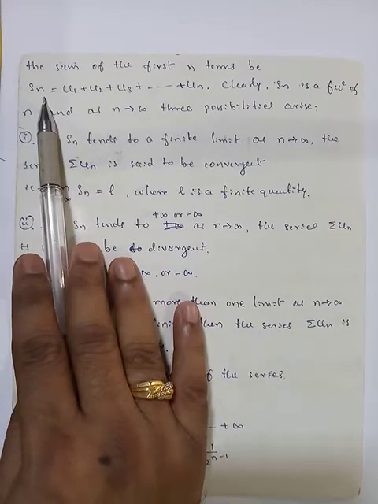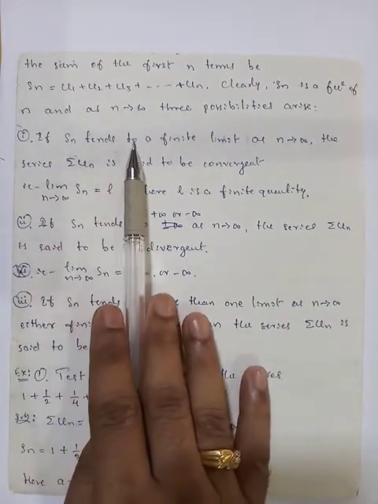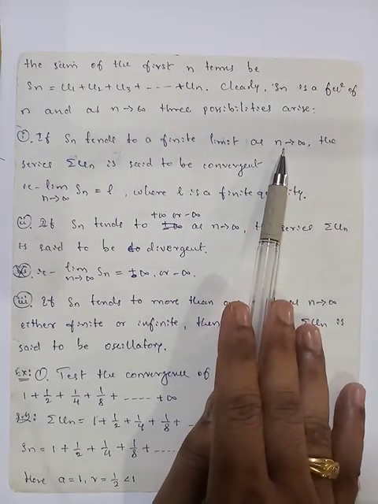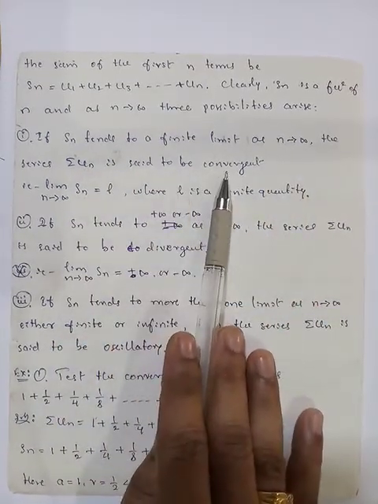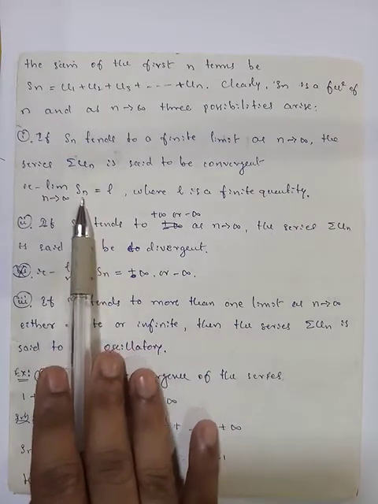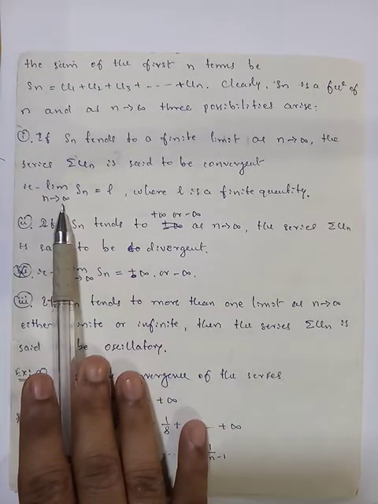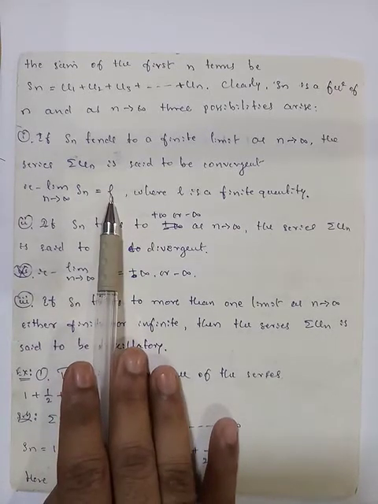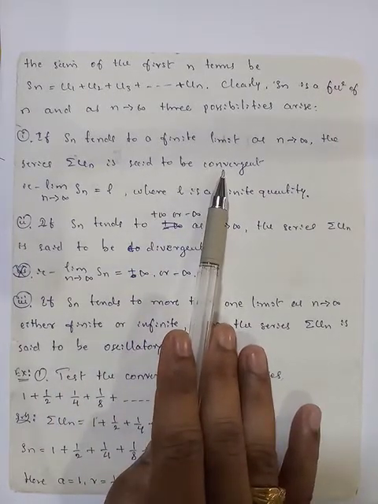Suppose Sn tends to a finite limit when we put n equal to infinity, then the series summation un is said to be convergent. That is, Sn is in terms of n. So when we substitute n equal to infinity in this function of n, if we get a finite quantity, then we say that the given infinite series is convergent.